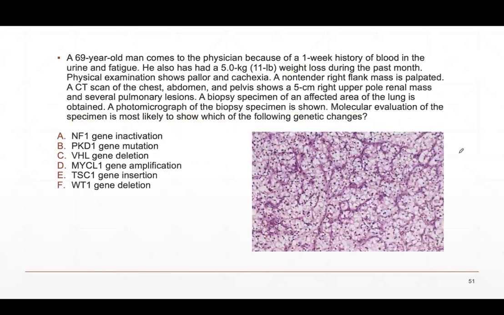Last question. This time, you have a 69-year-old man coming to you because of a 1-week history of blood in the urine and fatigue. He also has had a 5-kilogram weight loss during the past month. Physical examination shows pallor and cachexia, and a non-tender right flank mass is palpated, only on the right. CT of the chest, abdomen and pelvis shows a 5 centimeter right upper pole renal mass and several pulmonary lesions. And then a biopsy is shown.